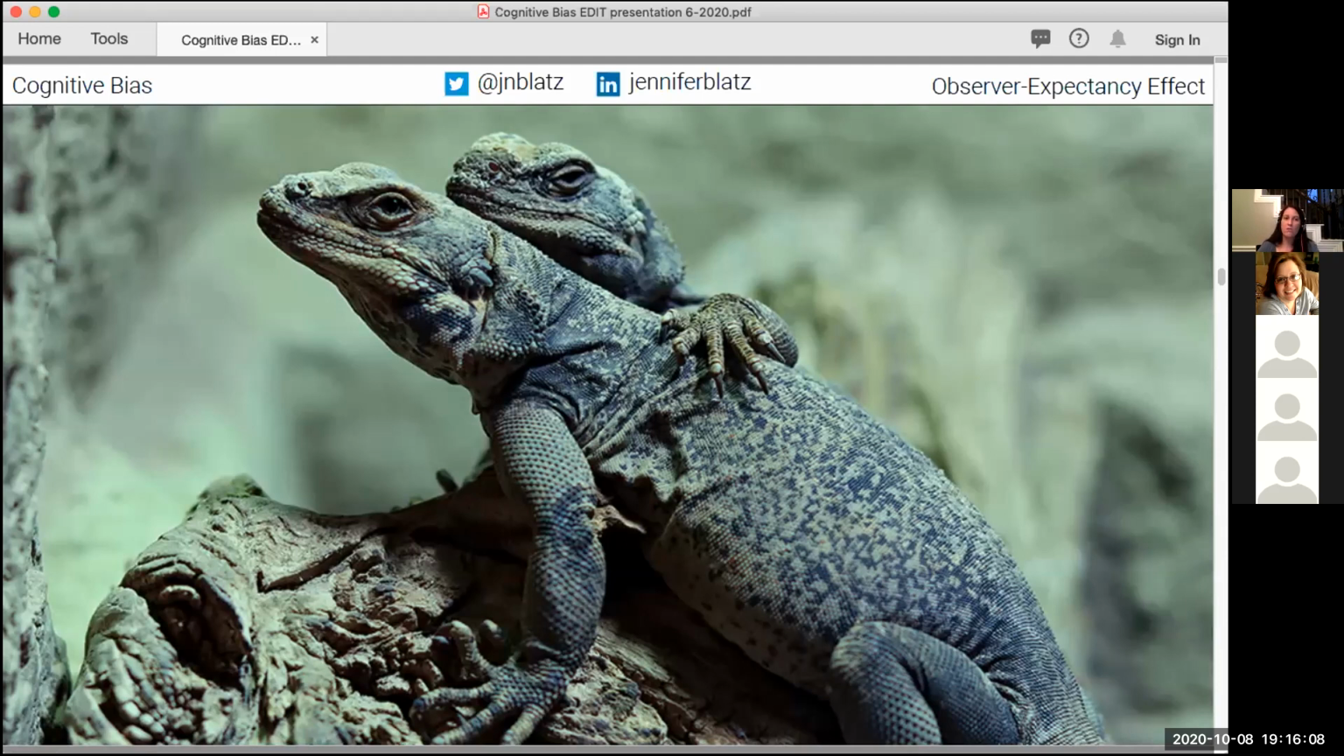The major point I want you to take away from the observer-expectancy effect is to keep your body language and your tone in check. You can even record yourself and see what kind of subconscious clues you give off to people. And this will help you become more aware of your reactions that you might need to keep tame.